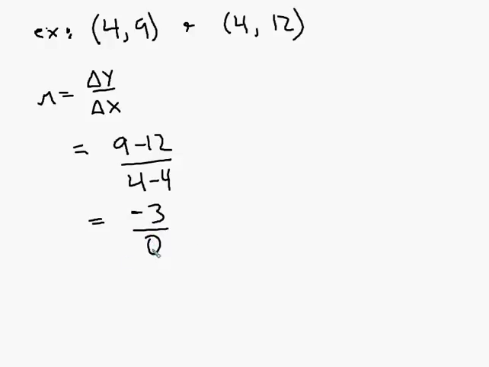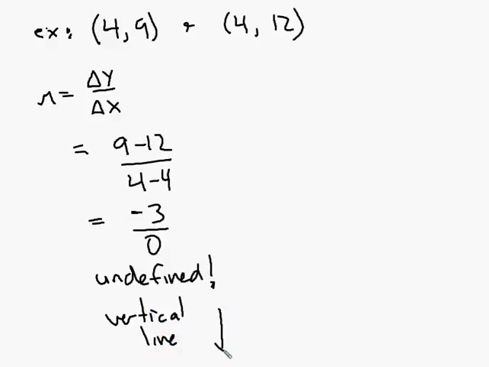You cannot have 0 in the denominator, so that is undefined. Really? Yep. No zeros in the denominator. It's undefined because this gets infinite. It goes to really big. So I'm going to say the slope is undefined. I have a vertical line. That means up and down. It looks like this, up and down.